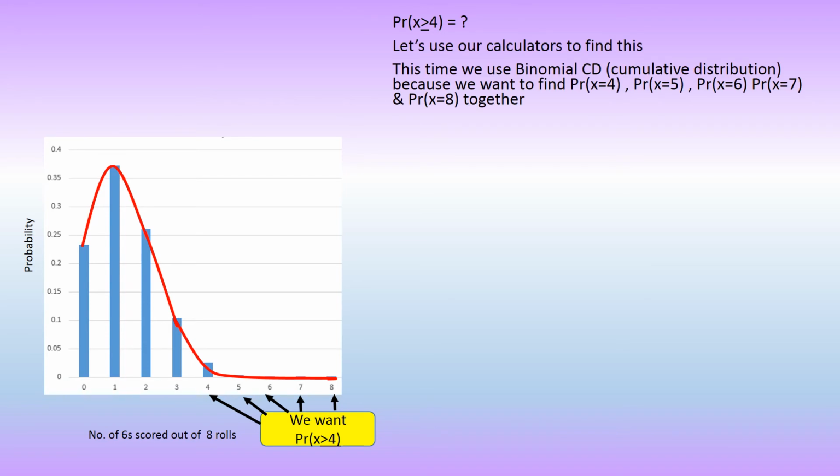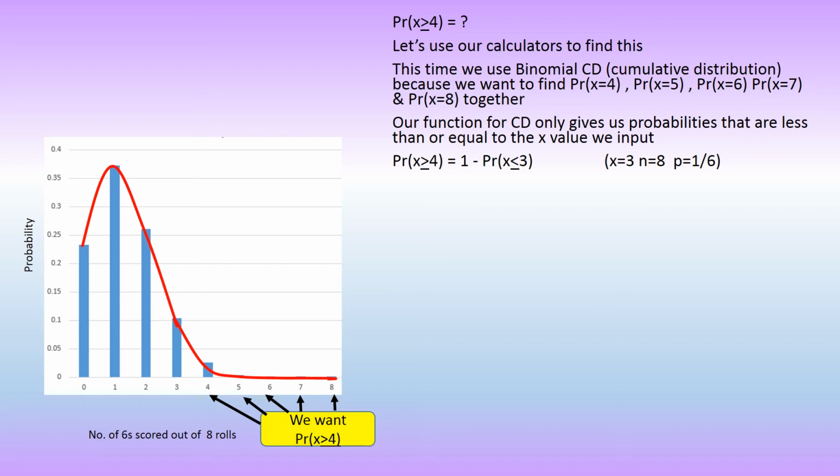So there's our probability distribution again, and of course we want the probability of scoring 4 or more 6s. So there we go, we want the probability of finding 4 6s or 5 6s or 6 6s or 7 6s or 8 6s. Now we can use our calculators to find this again, but instead of using the binomial PD, this time we're going to use the binomial CD function. So that's cumulative distribution, and that's because we want to find the probability of getting 4 6s, 5 6s, 6 6s, 7 6s and 8 6s all in one go.